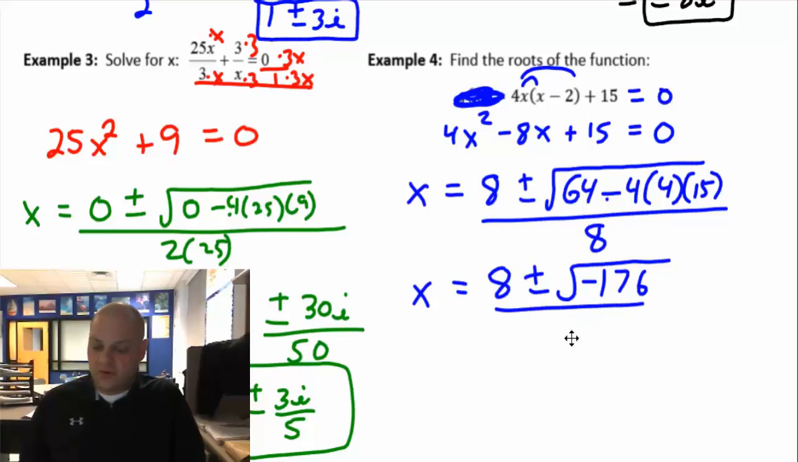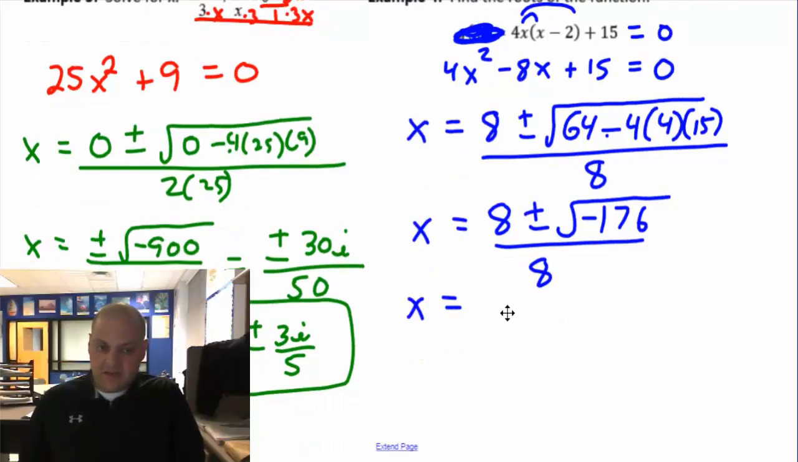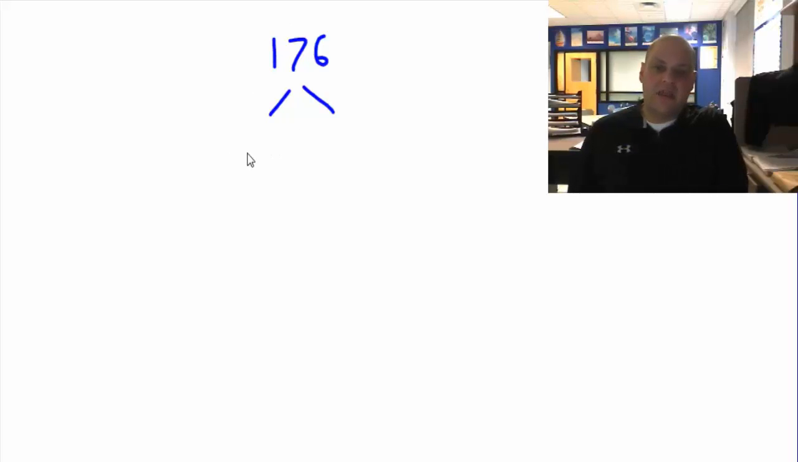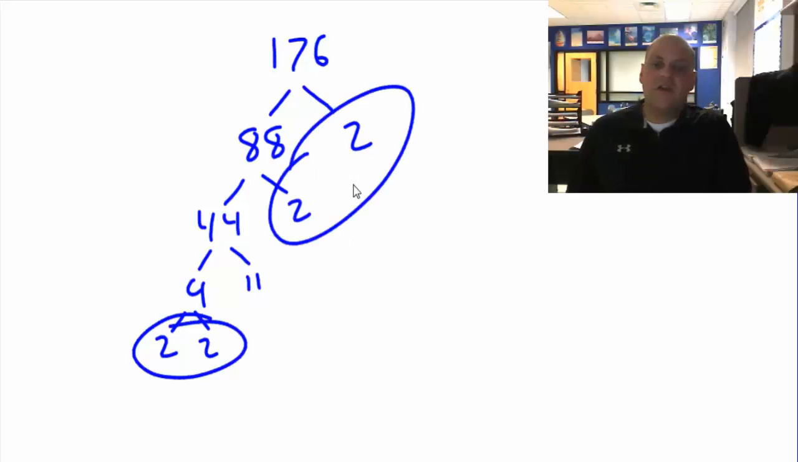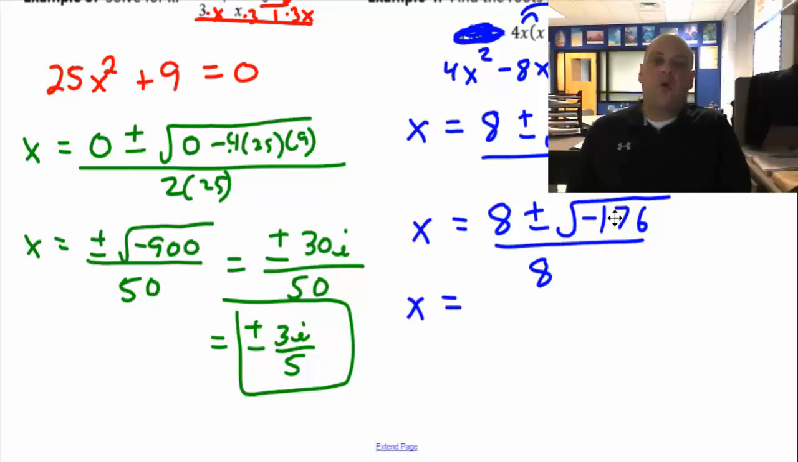Negative 176 over 8. So that's going to be 8, plus minus. This breaks down. I already did it, but you break down the 176. Here, let me just go to a fresh page. So 176, you could break it up however you want. 88 times 2, and then this is 44 times 2, and then 4 times 11, and then 2 times 2. So I have a pair of 2s, 4. 2 times 2 is 4. It was negative, right? So we have a negative 1 factor also. So that's going to be i. All right, that's just kind of on the side there. So it's 4i radical 11.